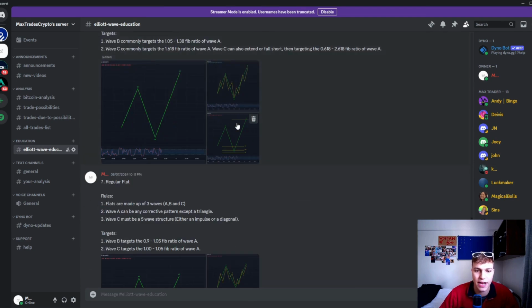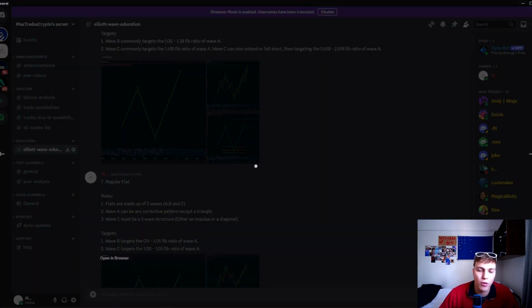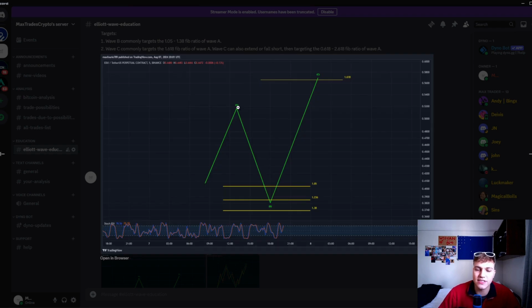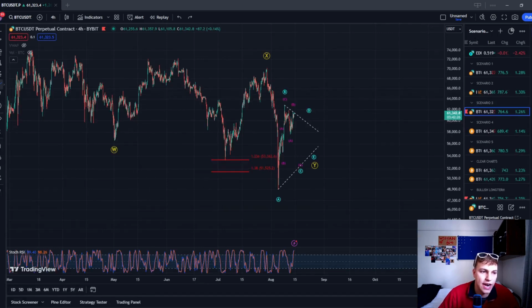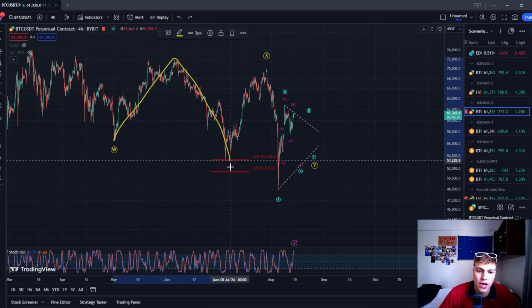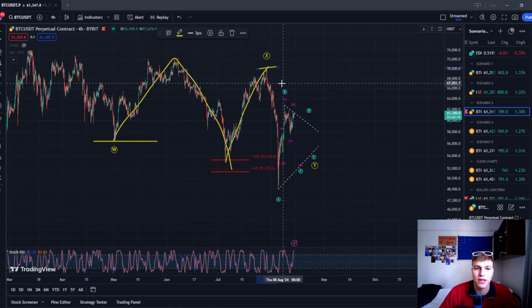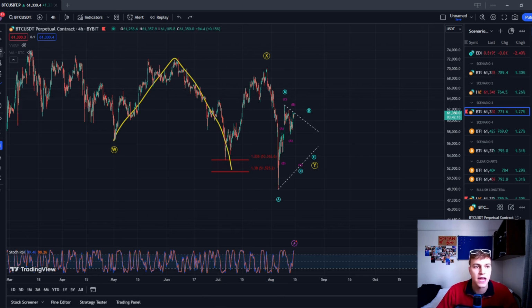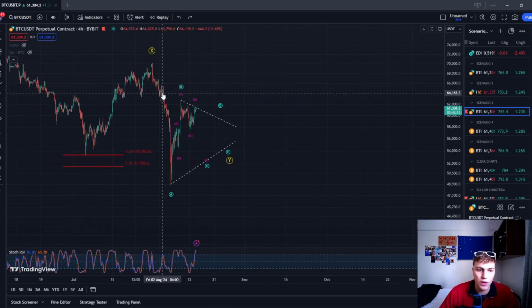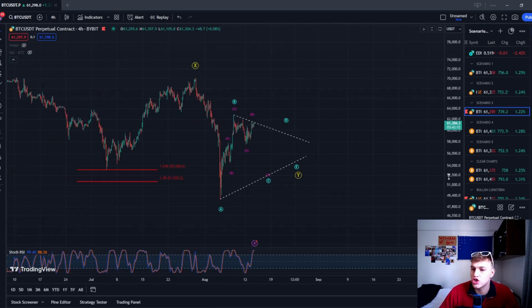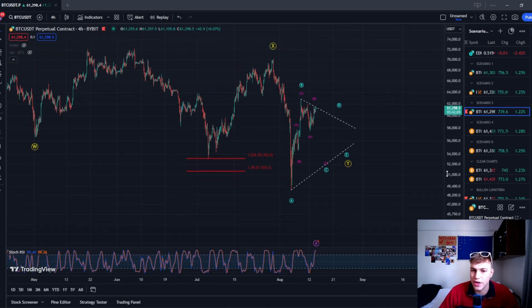This means if we go onto our education channel, I can show you what it is. This is an expanding flat where price extends, takes out the low, and then extends past the original high. As you can see, that happened here. We had movement up, movement down, taking out this low, and then movement up. This is actually a running flat, which means it did not take the high. Apologies.